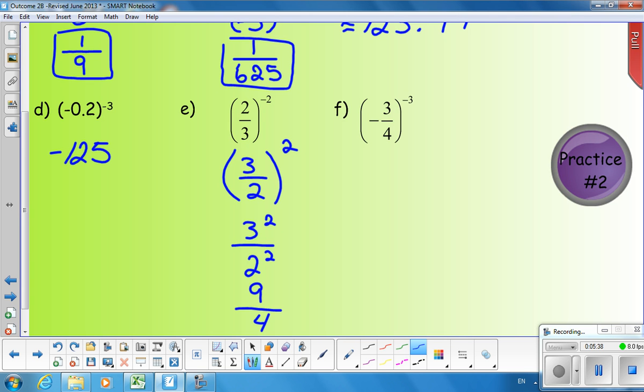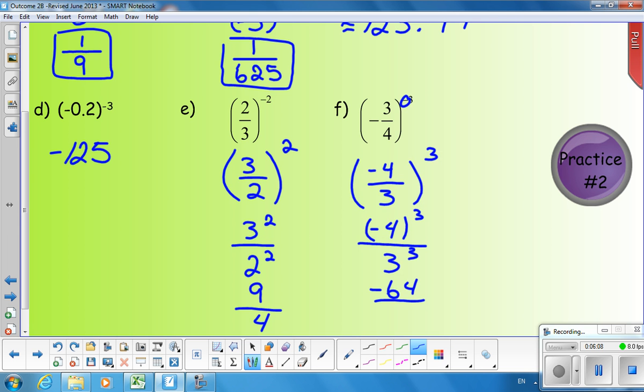The last one, I have negative 3/4 all to the power of negative 3. The negative in the exponent says take the reciprocal of the base, so I now have negative 4 over 3 all to the power of 3. That exponent has to go to both parts of your base, so negative 4 to the power of 3 over 3 to the power of 3. Negative 4 to the power of 3 will be negative 64 over 3 to the power of 3, which is 27. Okay, try practice number 2.